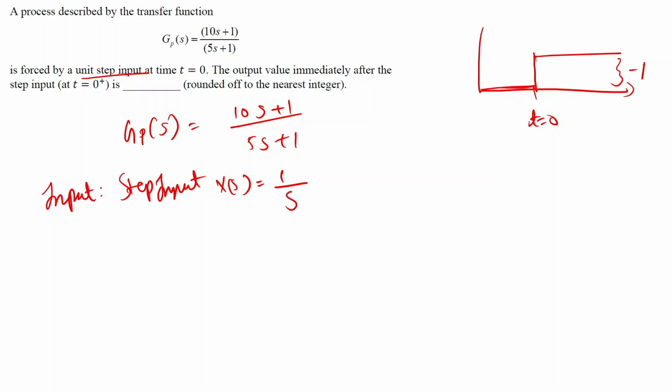The output value immediately after the step input: at this point we have to find what y is at time t = 0. So immediately after time t = 0, that we have to find. That is, we have been asked to find y(0). Now we can use the initial value theorem for this question.